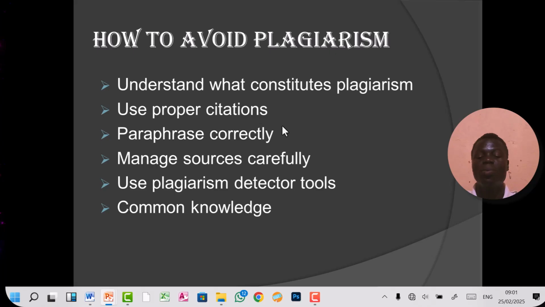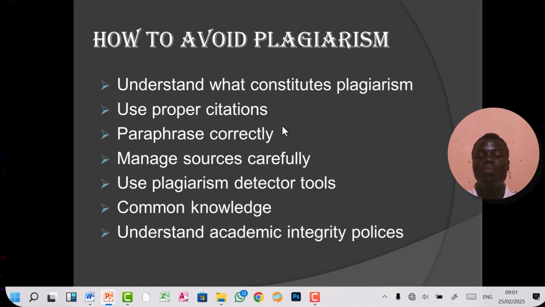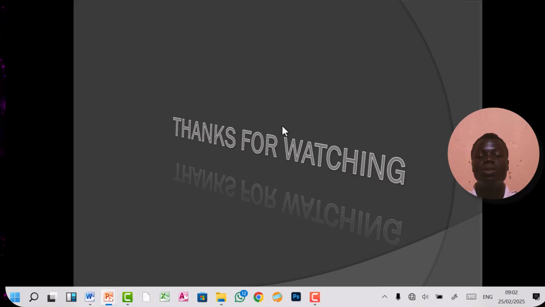Those are common knowledge. And basically you need to understand academic integrity policies, in such a way that different institutions and journals may have varying guidelines on plagiarism. So you need to always be familiar with the guidelines of your institution about plagiarism. In that way, you will move systematically in your research work without being victimized of plagiarism. Therefore, by following these practices, you can write responsibly and avoid unintentional plagiarism.